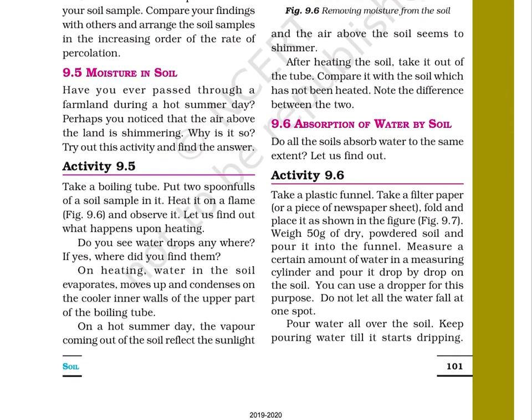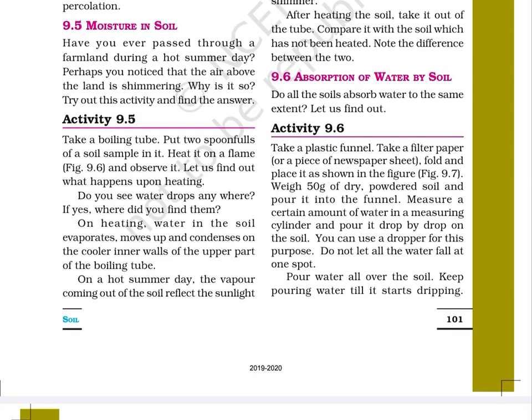9.5 Moisture in soil. Have you ever passed through a farmland during a hot summer day? Perhaps you noticed that the air above the land is shimmering. Why is it so? Try out this activity and find the answer. Activity 9.5. Take a boiling tube. Put 2 spoonfuls of a soil sample in it. Heat it on a flame just like in figure 9.6 and observe it.